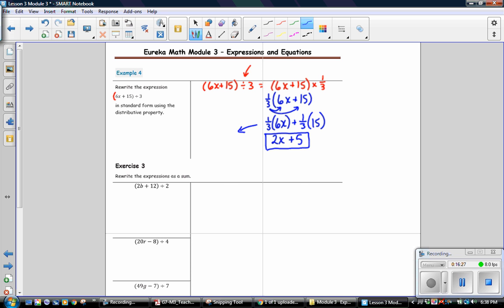To scaffold, to find 1/3 of 6x, remember that 6x would look like this: 1, 2, 3, 4, 5, 6. And we want 1/3 of that, so we're breaking this into 3 equal groups. So there's 1 group, 2 groups, and 3 groups. So 1/3 of 6x is 2x.